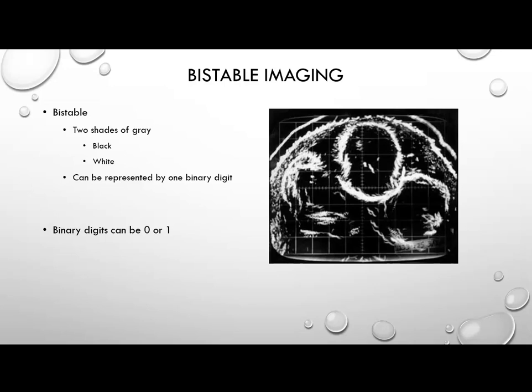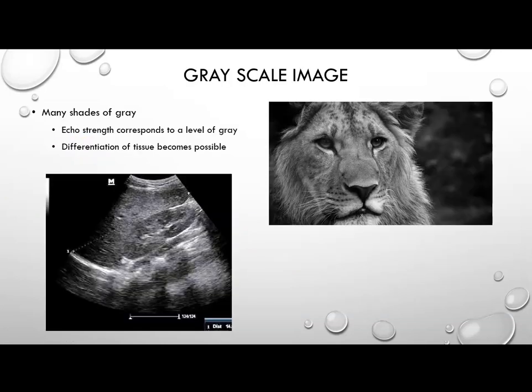Well, these are useful for diagnostic purposes, but they certainly don't look good, and there's a lot of pathology that can be missed. So if you add more binary digits, you're able to start representing things instead of just black and white. You can represent them as shades of gray. So the echo strength now can correspond to a particular shade of gray, and we can do differentiation of tissues because we're able to see these different shades of gray.